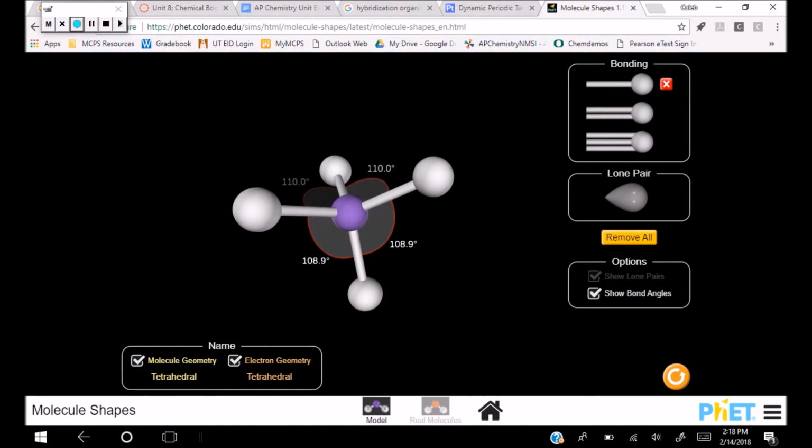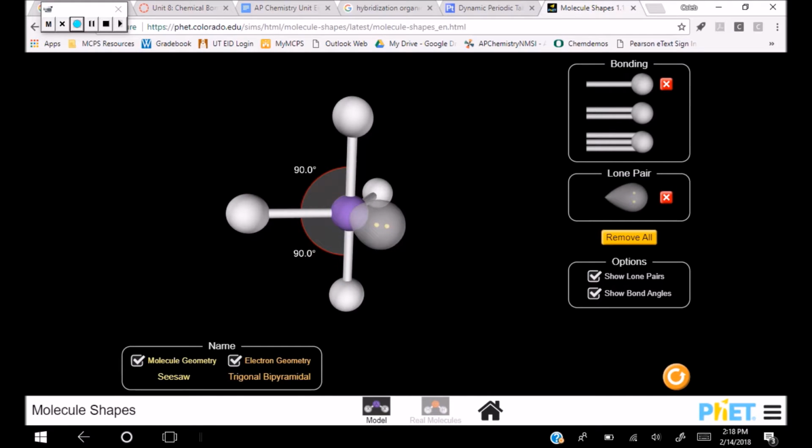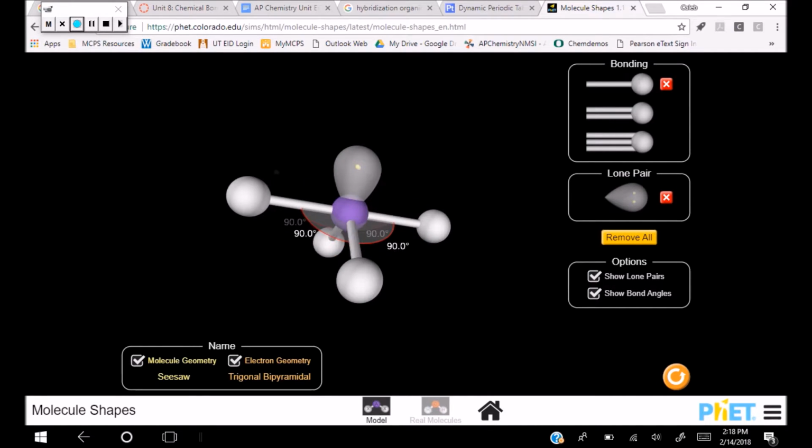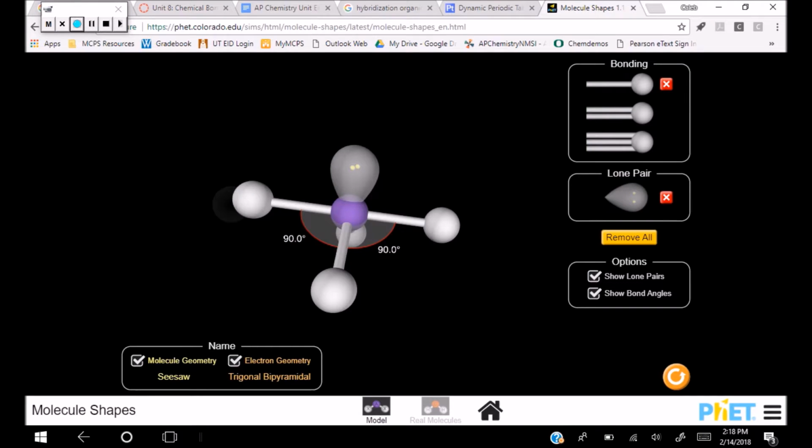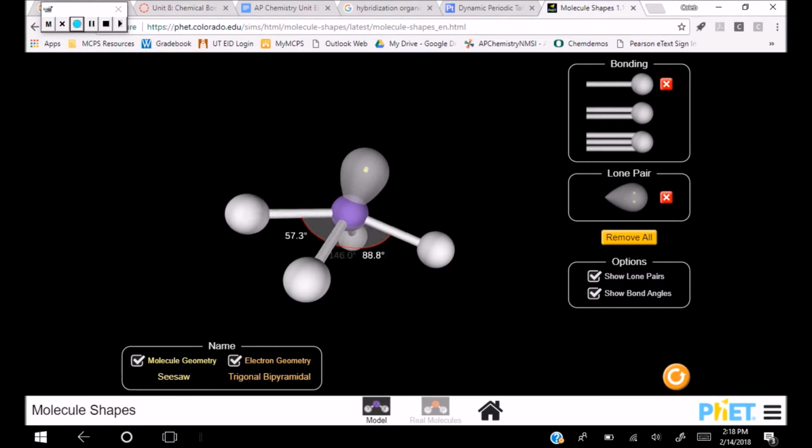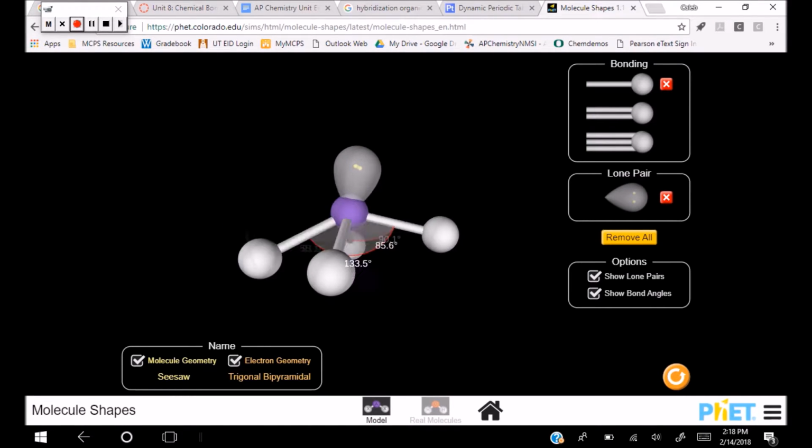Same deal with these. You can always add in electrons. I like this one. This one's called a seesaw because if I position it like this and move it down, it literally rocks back and forth like a seesaw.